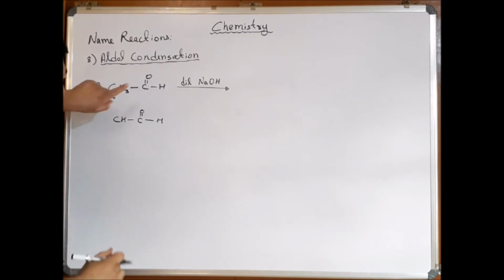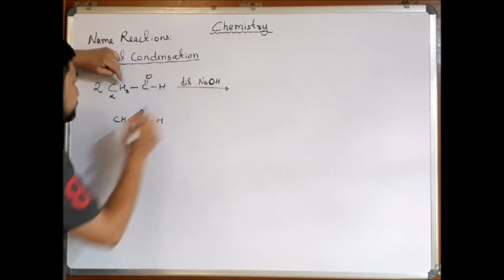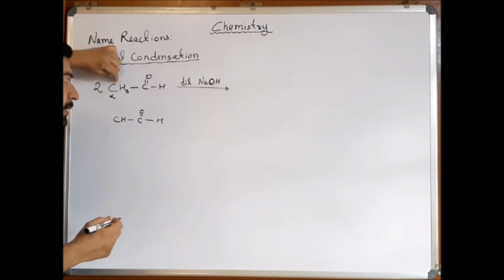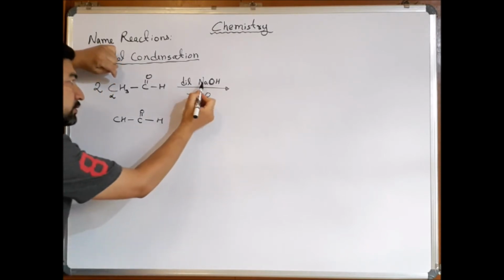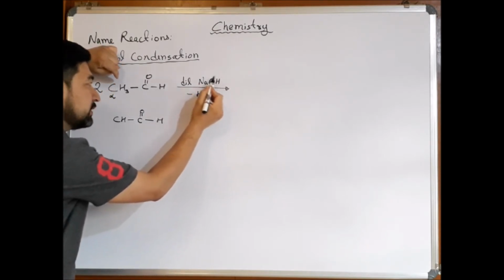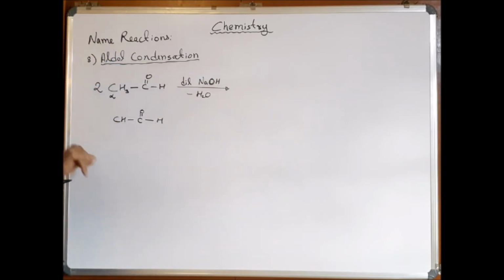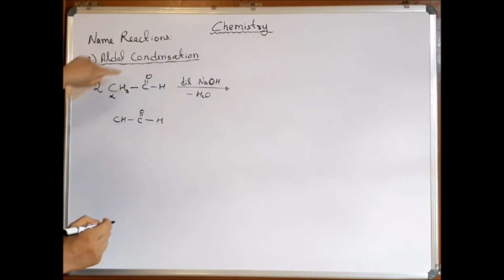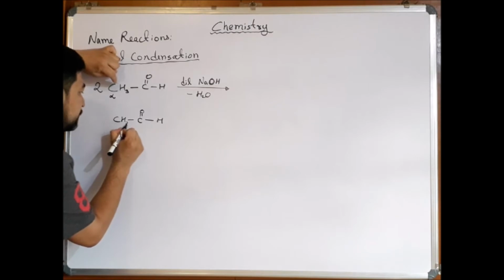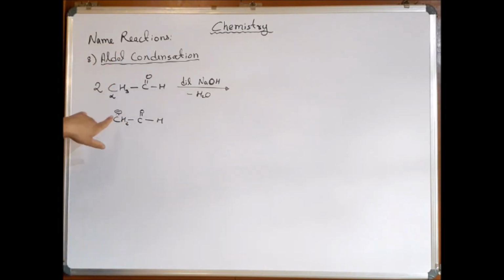This base has OH, so it will abstract the alpha hydrogen, with the release of water. Na plus OH minus, so OH minus will abstract the alpha hydrogen. Why alpha? Because the alpha hydrogen is a bit acidic. The base will take this alpha hydrogen from one of the compounds, so it is CH2 negative, and the anion remains.